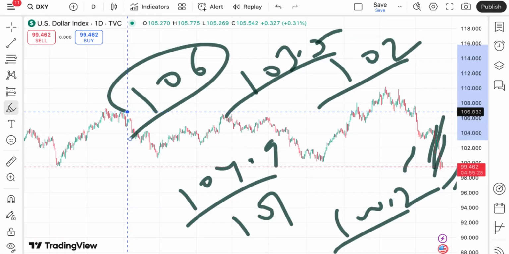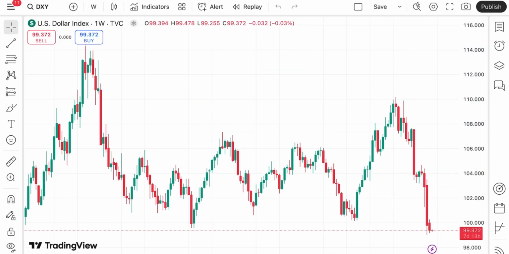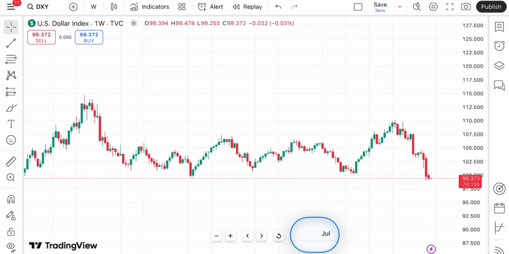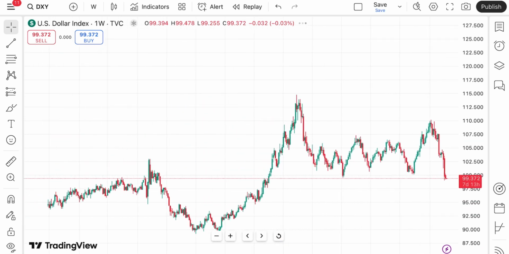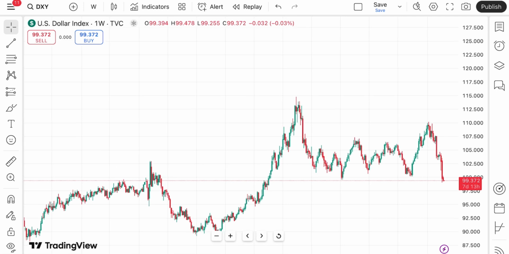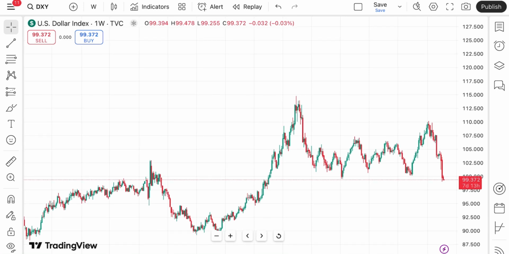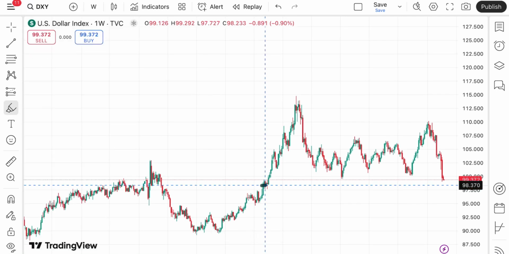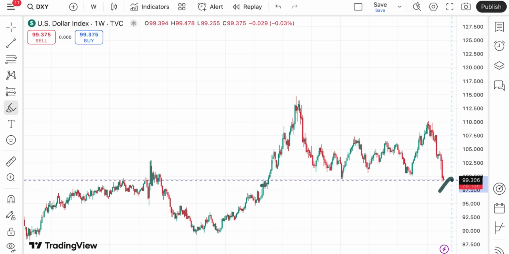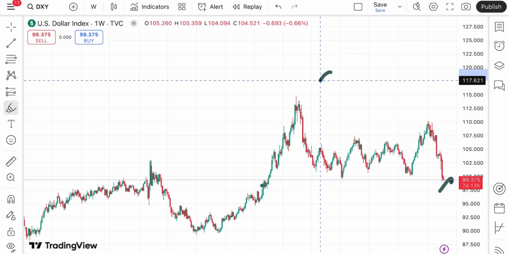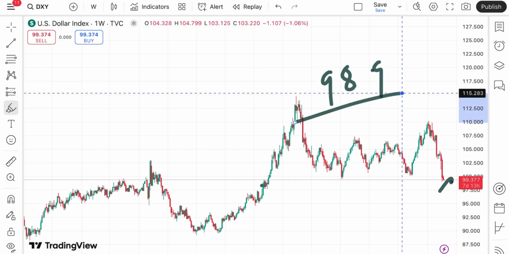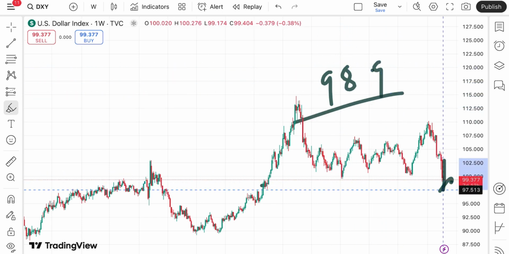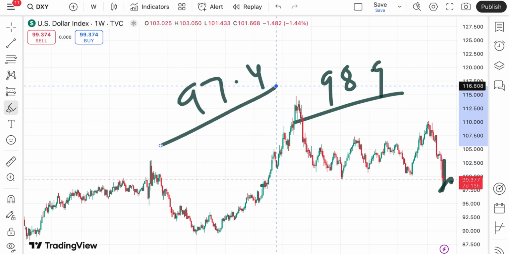Now coming back to the dollar index, you have to understand, looking at this particular level, that the dollar index is now trading at a level of 99.372. This level we have seen around March of 2022. If the price starts falling below this level, we can see it will fall further towards 98.9, and once it starts falling below this level, a further downfall towards a level of 97.4.